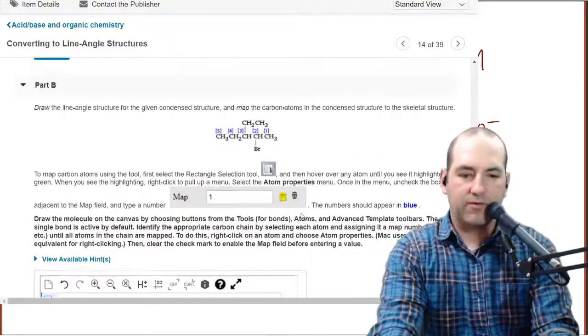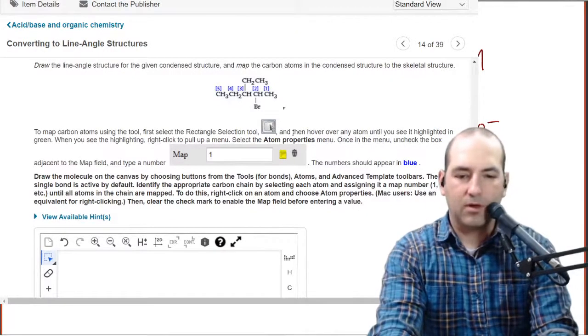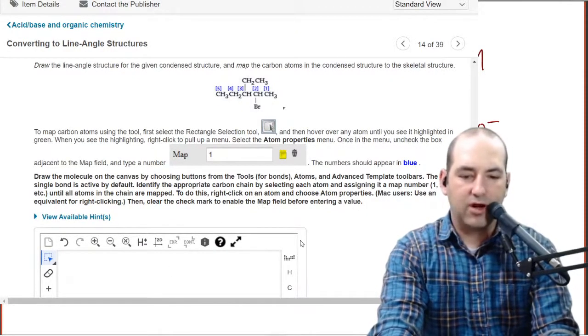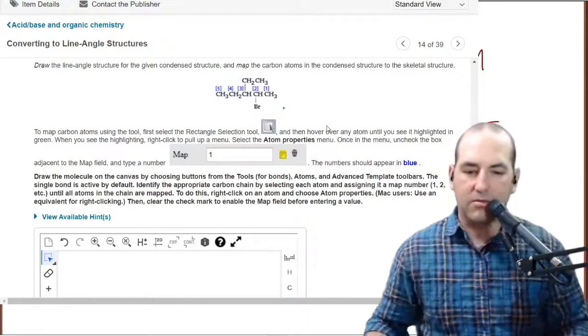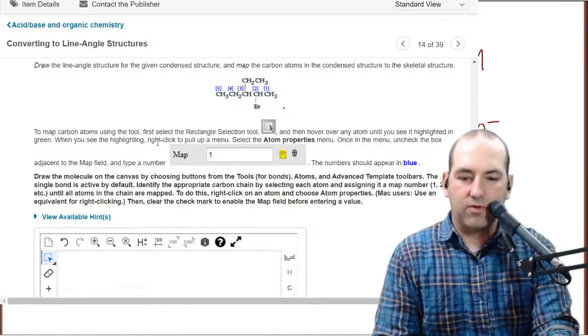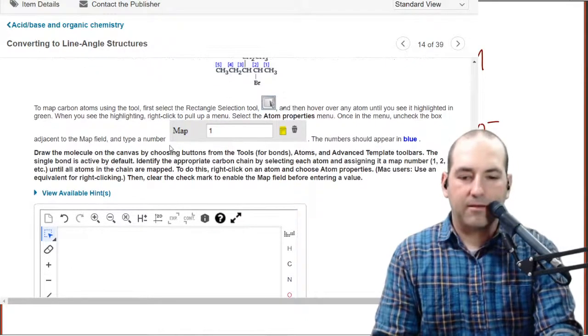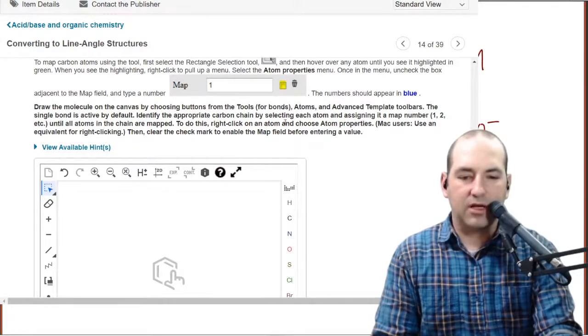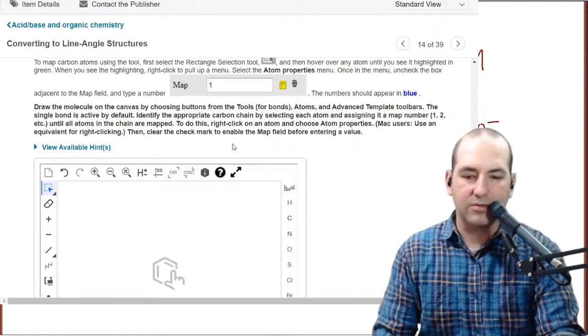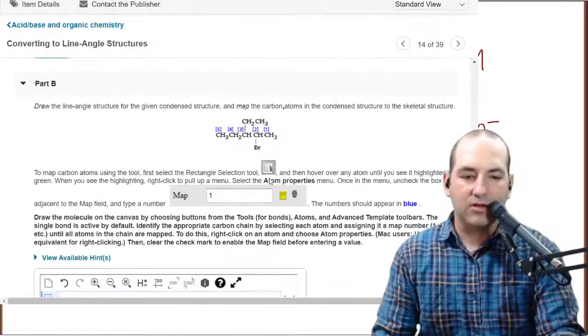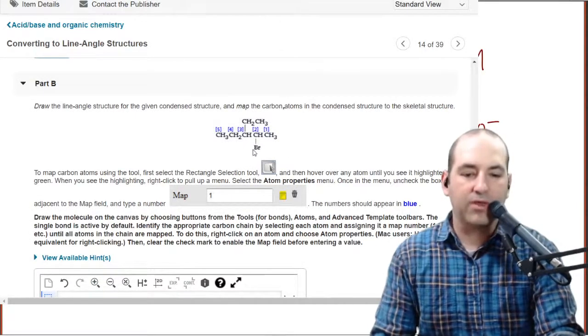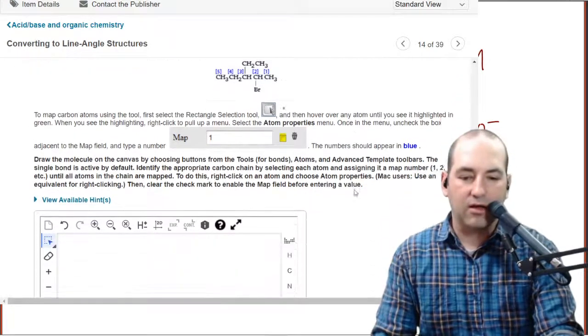All right, so this is number 14. For part B, it gives you the structure here, and then you've got to draw it. I think the issue that a couple of people had is that if you're reading here, it says draw the molecule, identify the appropriate carbon chain by selecting each atom and assigning it a map number 1, 2, 3, etc. until all the atoms in the chain are mapped. So it's not enough to just draw the molecule. They want to know that you actually can draw with those blue numbers on it.